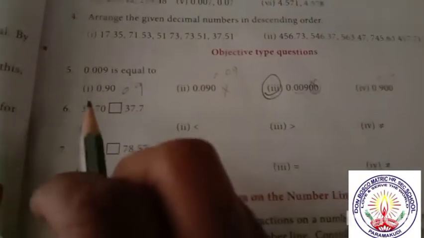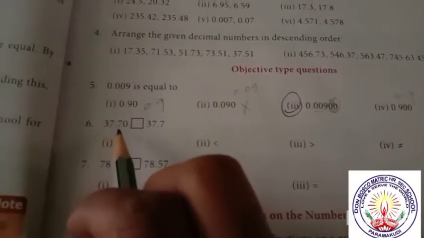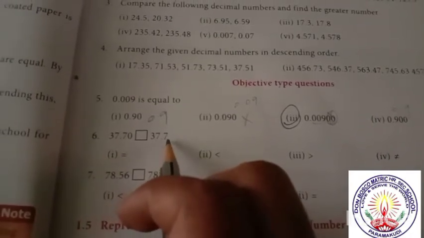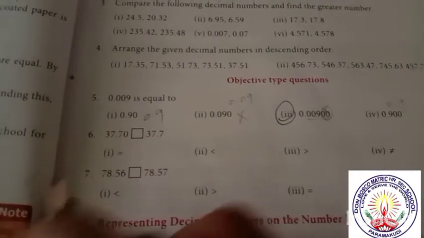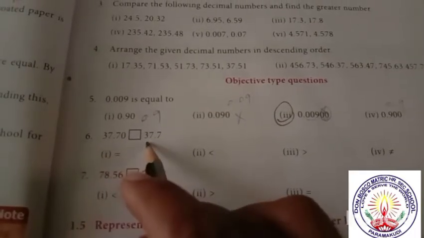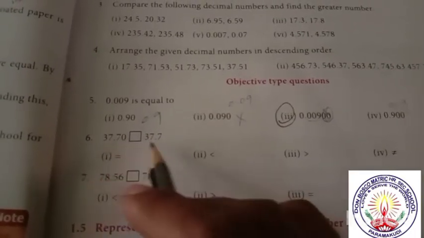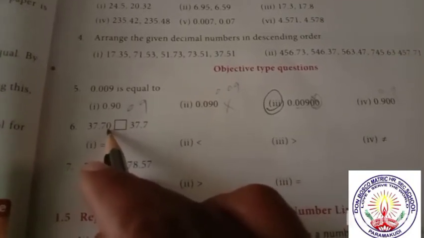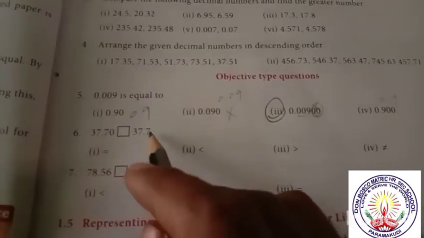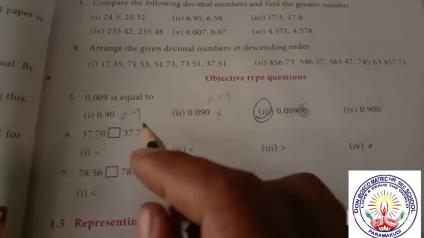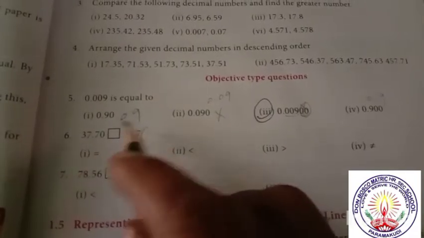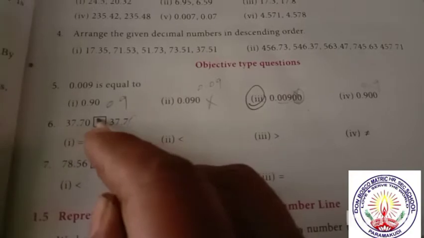Next, 37.70 and 37.7. Whole numbers are equal. Tens place are also equal. Next we compare the hundredths place. Given 0, and not given in the other, so you consider it 0. So 0, 0. Hundredths place are also equal. So which symbol? Equal.